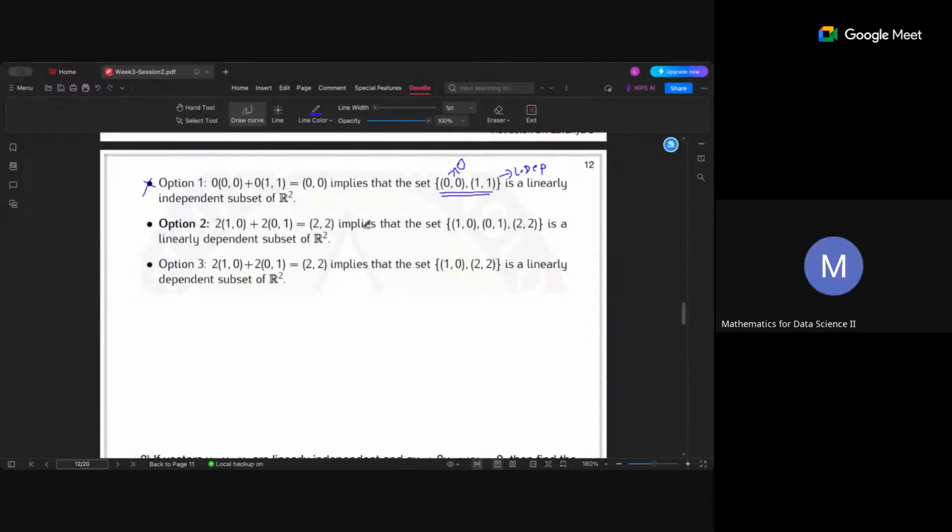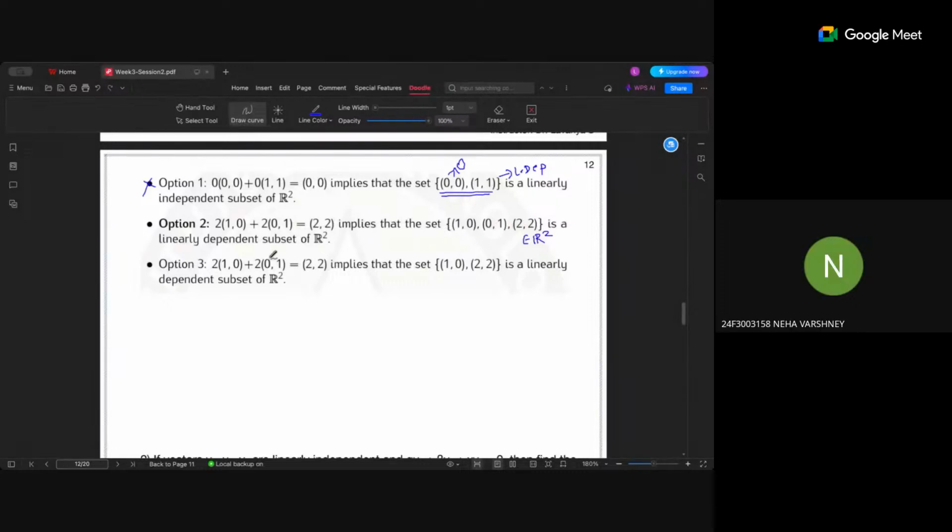Now look at the next option. You have now three vectors from R2. Even now you don't have to look at this expression here. If you have three vectors in R2, what do you know already? Linearly dependent, right? And also this equation is anyway correct.